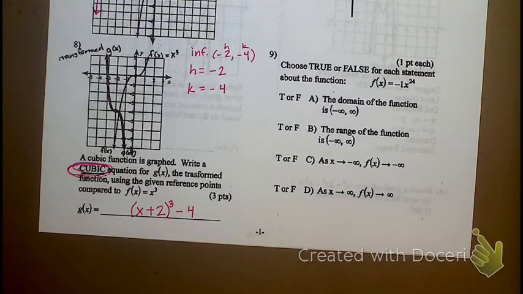And now I got to figure out a. That was fun. Fun people in the hall.